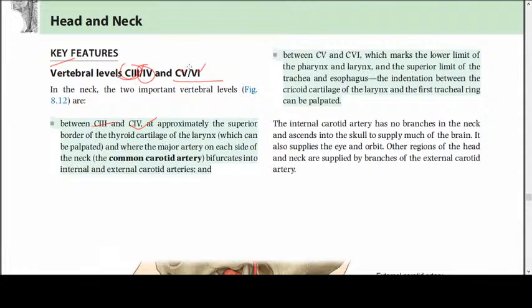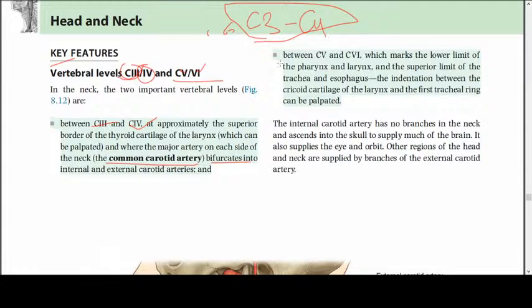It is the vertebra C3. C3 and C4 lie posterior to the thyroid cartilage or the larynx. There is a major artery on each side of the neck. At this region, C3 and C4, the common carotid artery bifurcates. So this C3 and C4 level is very important.